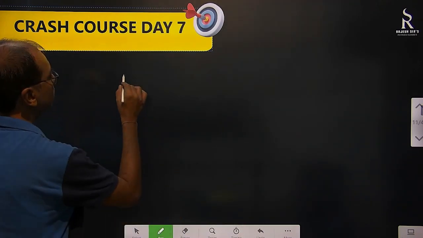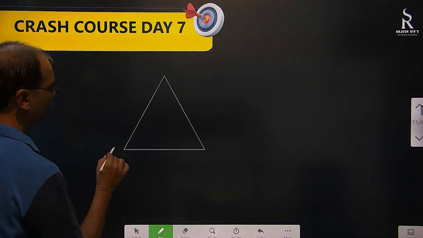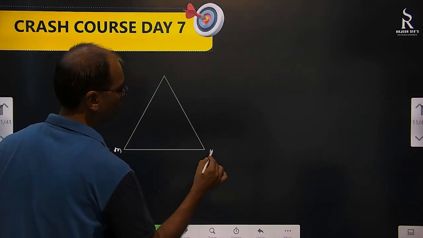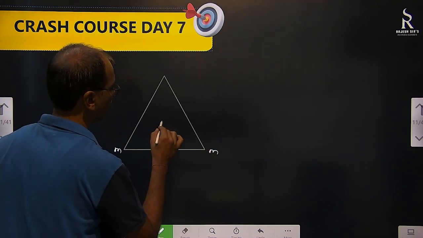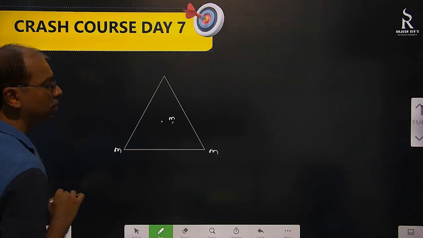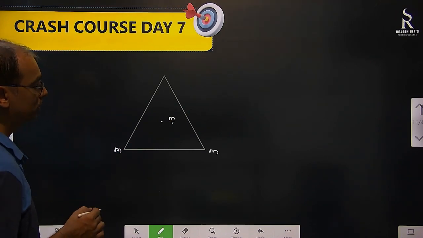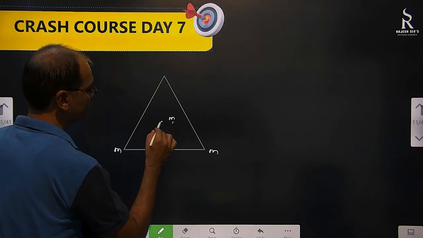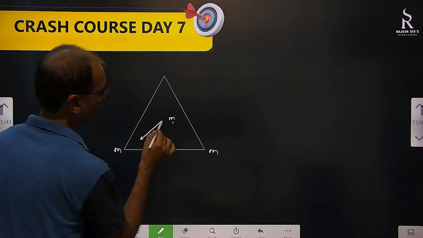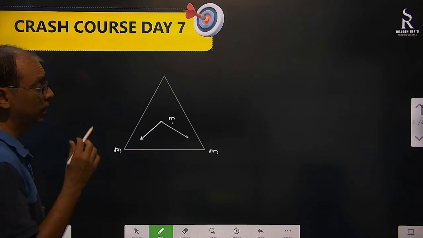In the same triangle, we say that here is M, here is M, and now find the force on the particle at the center. The twist is, what will we do? We'll first find the force because of this, then the force because of this, then add them, and then we'll get the answer.